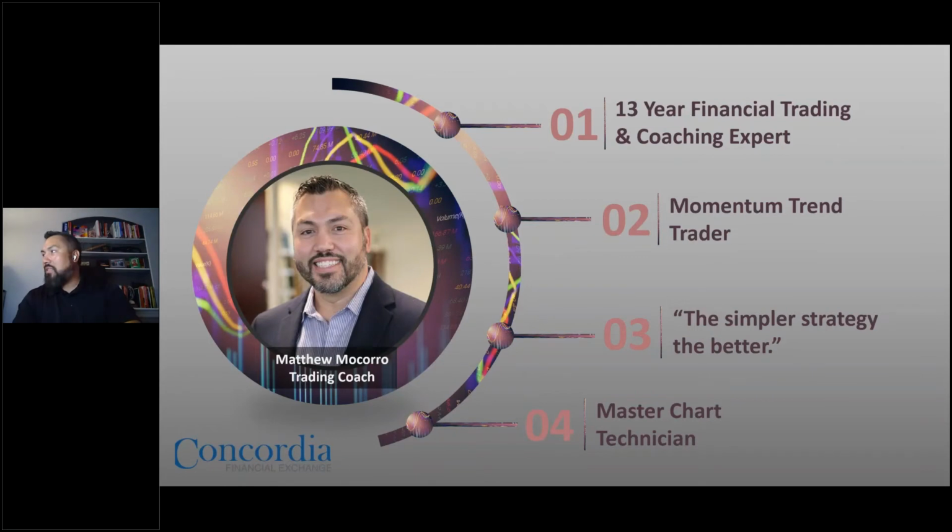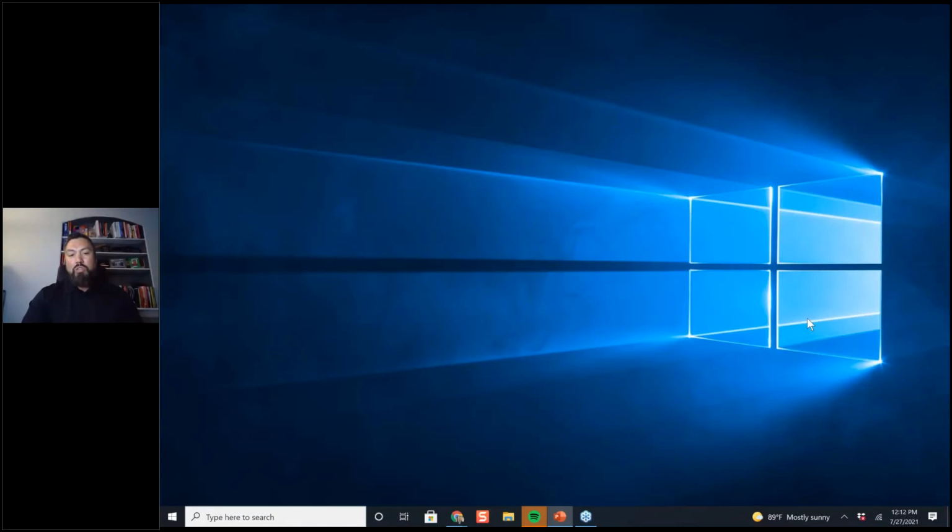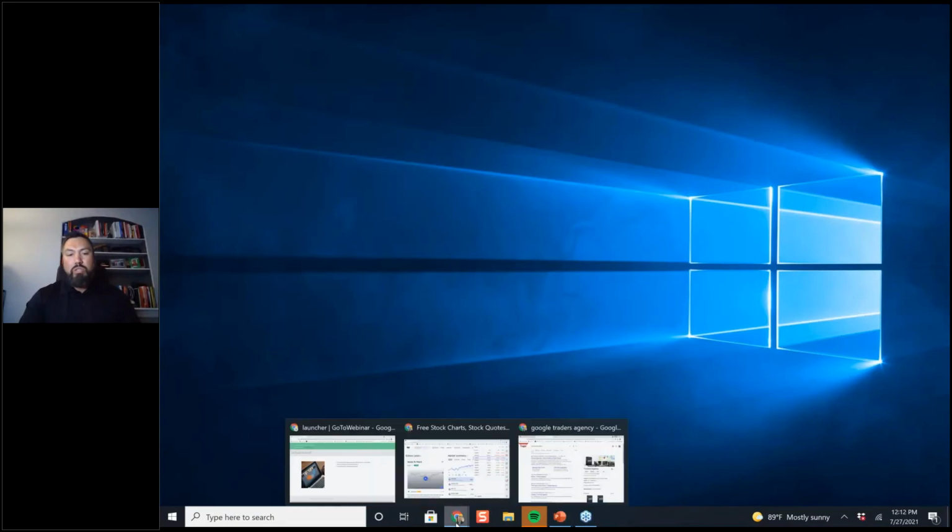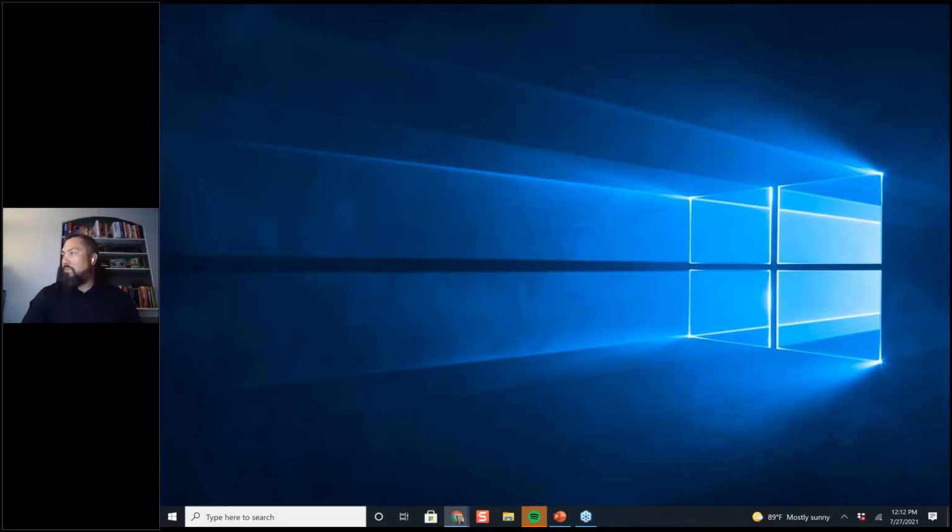So what we're going to do is jump into the live market. Market's open, it's 12 o'clock, right? We're going to be going into some chart work here, and we're going to be leveraging a free version of the platform. If you're familiar with it, it is TradingView. If you have a TradingView account, this is what I use, but you can use this on any platform of your choice.